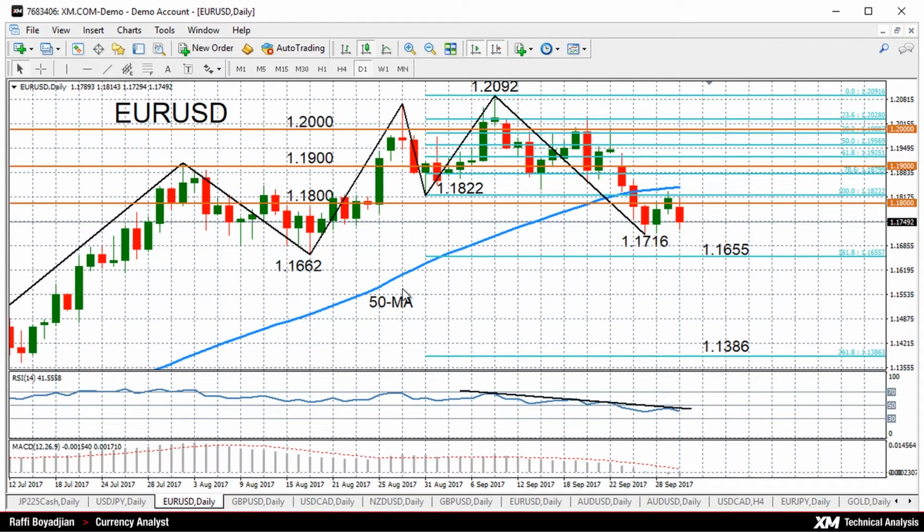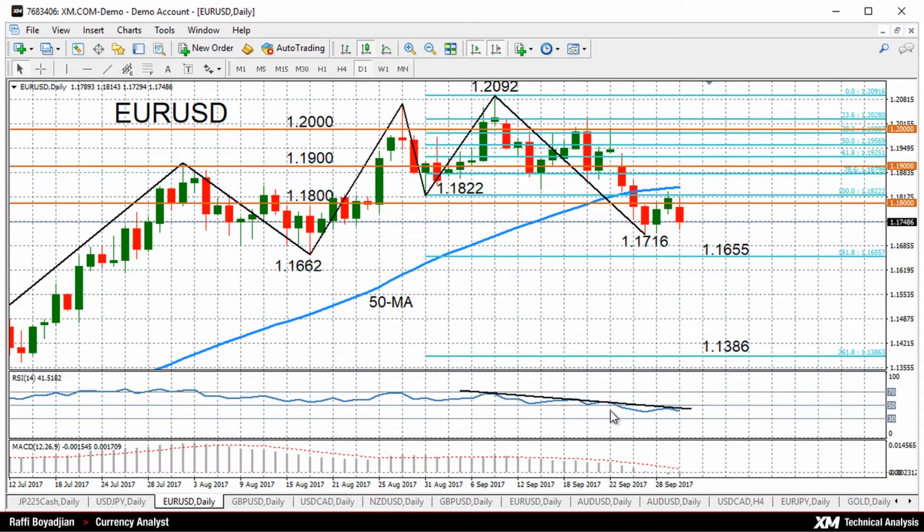Let's move on to Euro USD now. We can see that we are possibly seeing a trend reversal following the formation of a double top. We had that double top confirmed after prices broke below the 1.1822 level. So we are seeing continued deterioration in the short-term bias.